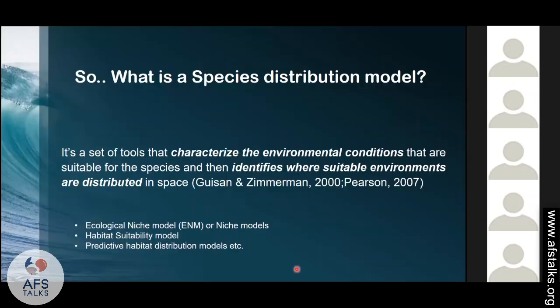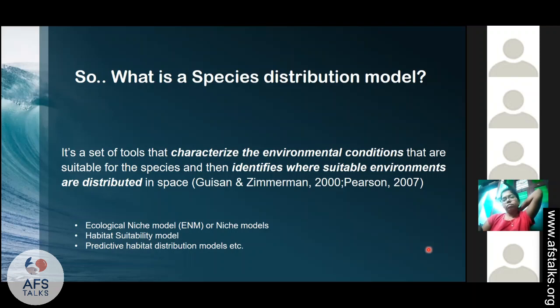And so what are species distribution models? Actually, it's a set of tools that characterize the environmental conditions, of course, in a geographical domain, that are suitable for the species, and then identifies where suitable environments are distributed in space. And we often see that there are various names or terms referring to species distribution models, like ecological niche models, predictive habitat models, or climate envelope models, and so on.